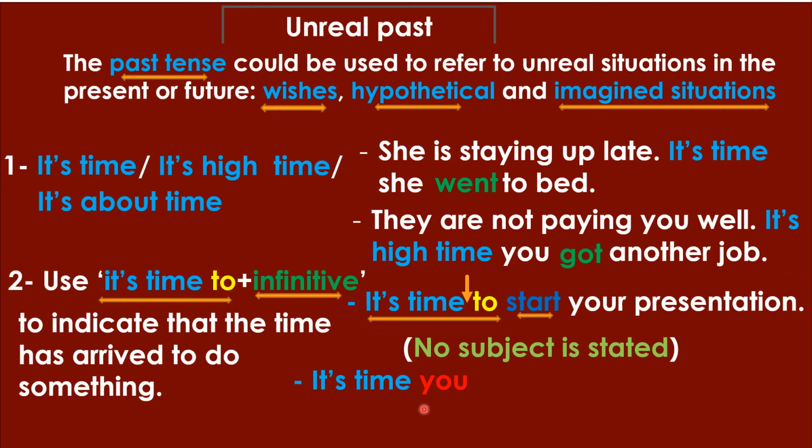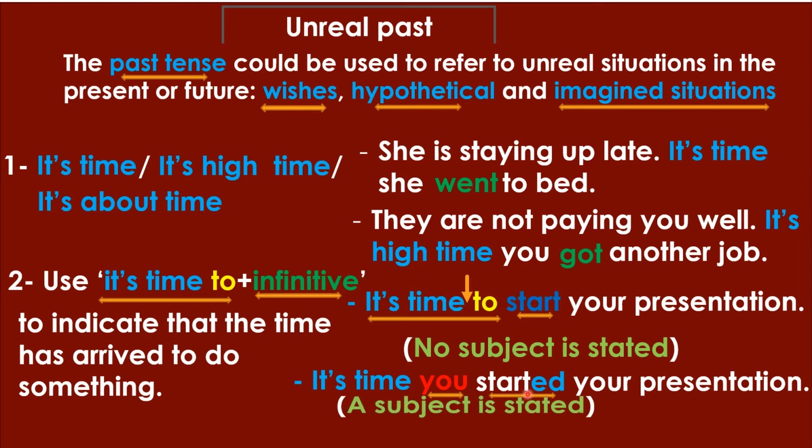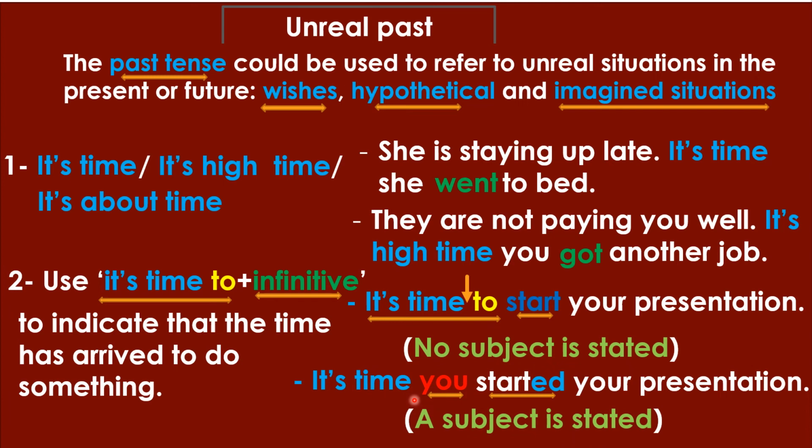Okay, so let's have a look at the same sentence when we add a subject. For example, it's time you, we have a subject here, so we're going to say it's time you started your presentation. Because we have the you here, we're going to use the past simple, the past form of the verb start, so it's going to be started. لأن هنا عندنا بعد you في فاعل، يبقى في الحالة دي هنستخدم اللي هو التصريف الثاني من الفعل. Why? Because a subject is stated. لأن هنا عندنا فاعل.